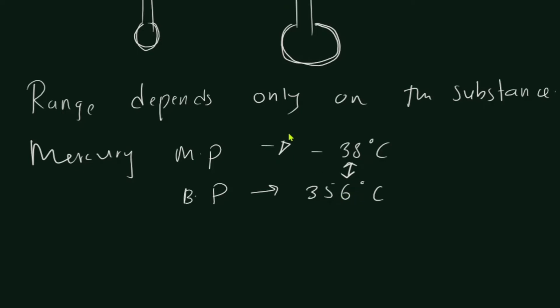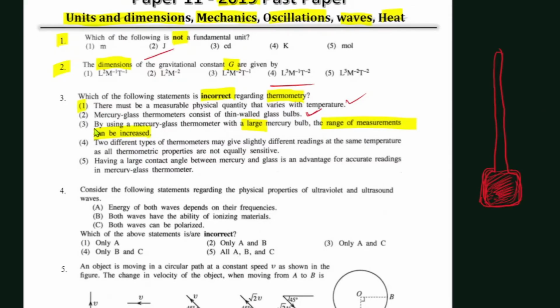So by changing the size of the glass bulb, you can't change this range. If you need to change the range, you need to change the substance straight away. The thermometric substance, you need to change it, right? So you need to understand that is the incorrect answer. Right? This is the incorrect answer. So therefore, this is the solution.